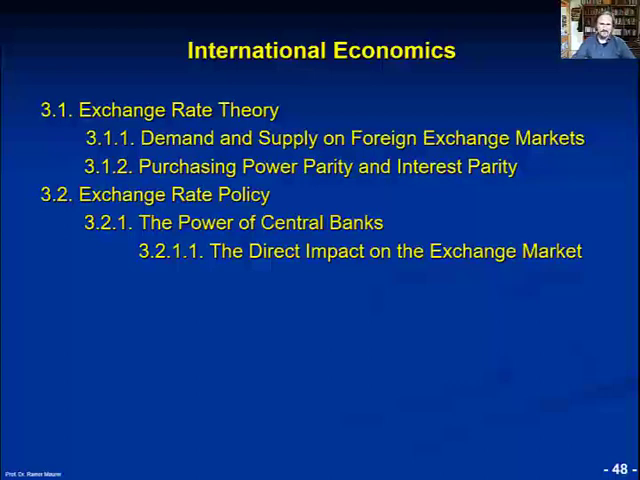Central banks are banks that have the monopoly to print the banknotes of their currencies. This monopoly provides them the power to influence the exchange rate of their currencies towards other currencies over various channels. I will discuss three such channels in this lesson. First is the direct impact of a central bank on the exchange market. Second is the impact via the interest parity channel, and third is the impact via the purchasing power parity channel.